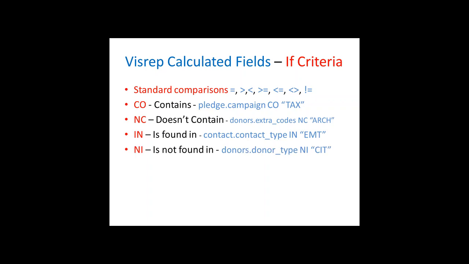The opposite of in is not in, so NI. So it's basically exactly the opposite. So if you had donor types of C for corporate, I for individual, and T for trust, and you were using a criteria in your calculated field, but you wanted it to be true if it wasn't a C or an I or a T, you could use is not found in. And then we've got starts with. So obviously if we're looking for a campaign, maybe they do start with tax, then this would work. So if it was tax 13, tax 14, tax 15, that would work. Also that first one that I've got there, the contains, would work as well.